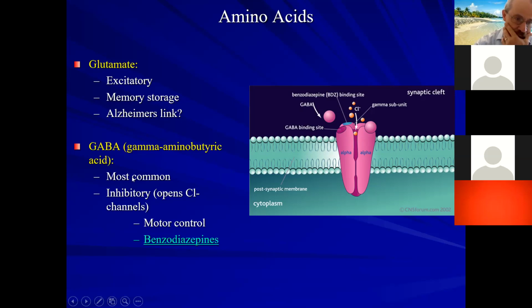GABA, another neurotransmitter, this is inhibitory, which means that the cell becomes negative as opposed to being depolarized, mostly due to an influx of chloride. You can see this is actually a ligand-gated ion channel. This is a receptor that's targeted by certain types of tranquilizers, what are called benzodiazepines, that help people sleep.